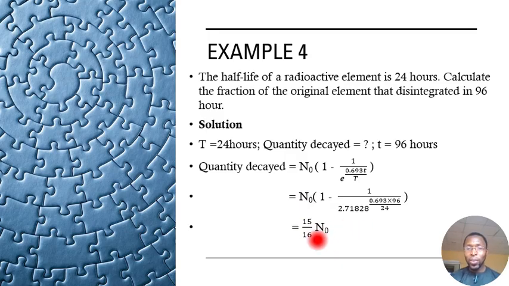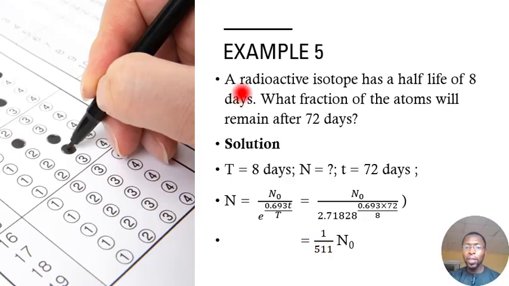Alright, so let's take the last question for today. Here it says a radioactive isotope has a half-life of 8 days. What fraction of the atoms will remain after 72 days? Okay, so the half-life is given to be 8 days. That's our capital T. We have to find the fraction that remains. That's our N. N represents the remaining substance after decay. Then we are given the time for decay to occur, 72 days. That's our small t now.